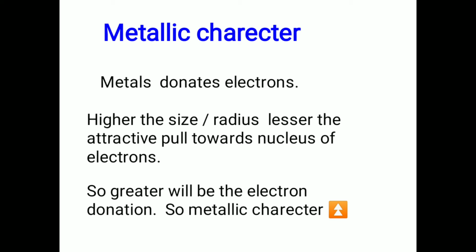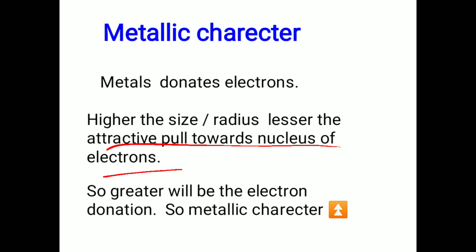Metal donates the electron. Now, the higher the size or the radius of the metal, the lesser the attractive pull towards the nucleus of the electron. So if the metal size or radius is higher, then the attractive pull of the electron towards the nucleus will be less. That is why it is easier for a metal to donate an electron.